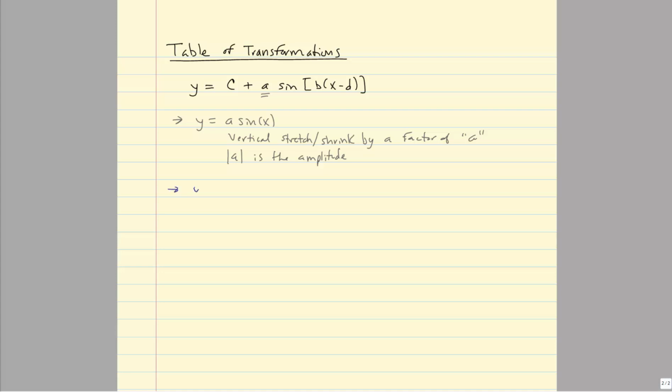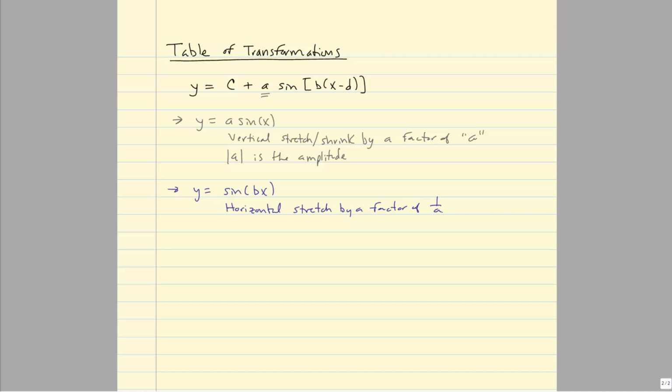What if we had something like y equal sine of bx? So in this case we don't have a c, a is an implied 1 here, and we do have the b, but there's no minus d. Well, what this is, it's a horizontal compression by a factor of 1 over b.